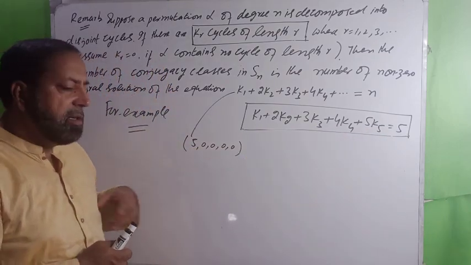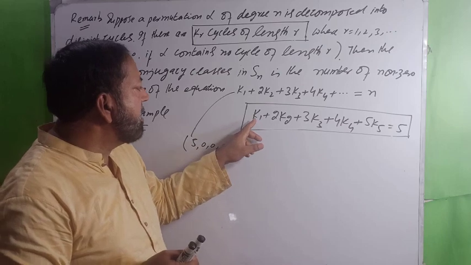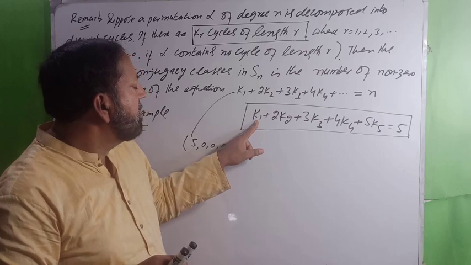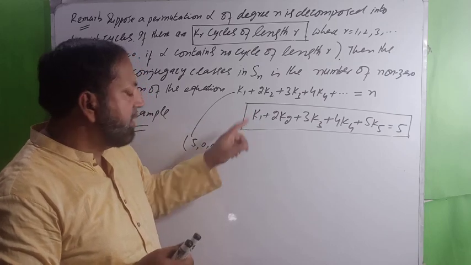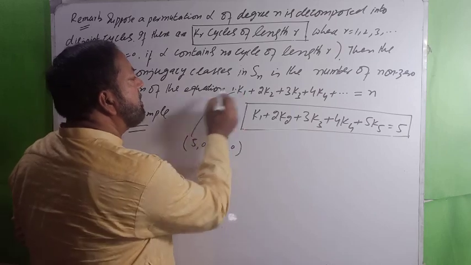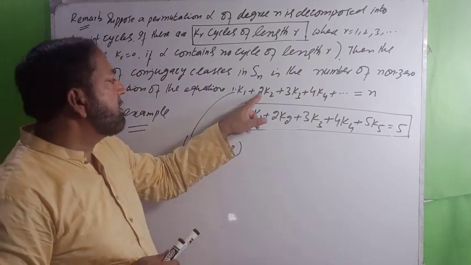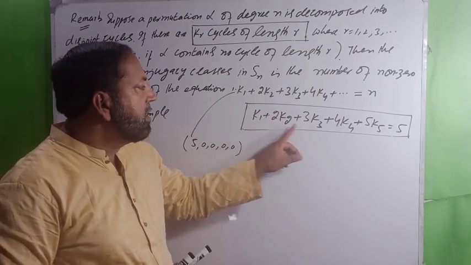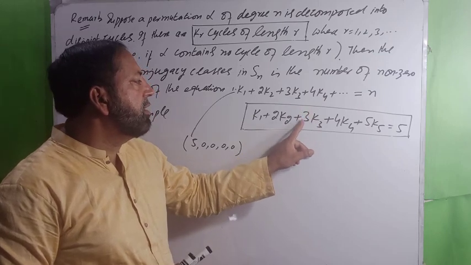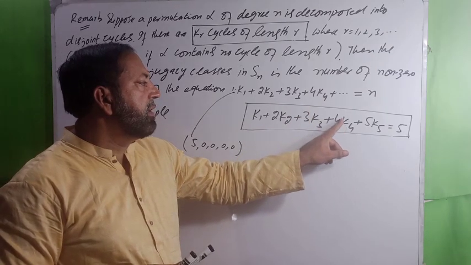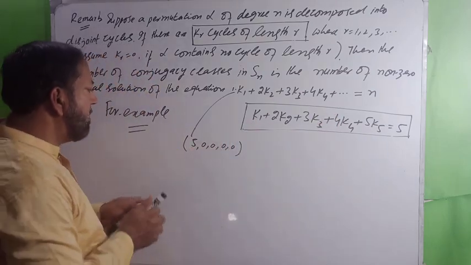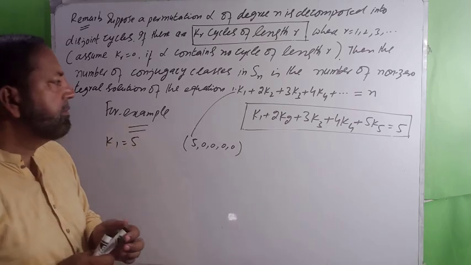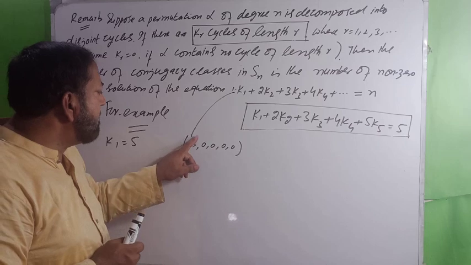Now, what is the meaning of this? That there are k1 cycles of length 1, because here the coefficient is 1, and the next coefficient is 2. Suppose there are k2 cycles of length 2, k3 cycles of length 3, and k4 cycles of length 4. Now since k1 is equal to 5, this means that there are 5 cycles of length 1.